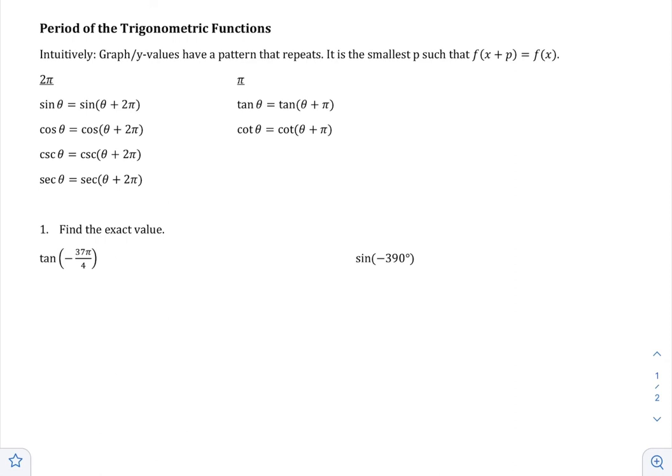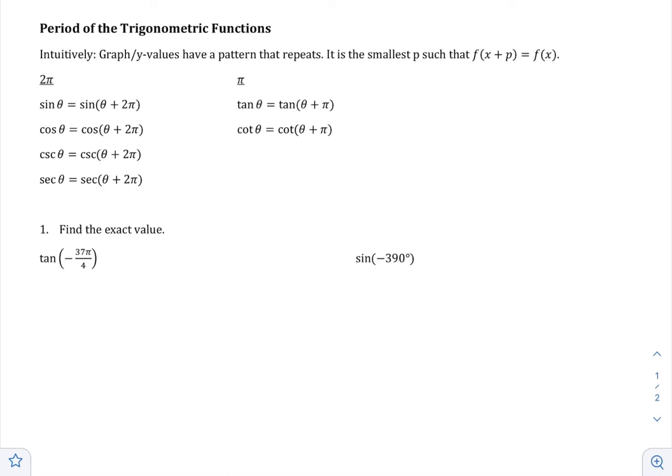So algebraically, that means f of x plus p is going to equal f of x. So you have 4 trig functions that have a period of 2 pi, and you have 2 trig functions that have a period of pi. Again, the reciprocals follow. So as long as you know sine, cosine, and tangent, cosecant, secant, and cotangent will follow. So for 2 pi, it's sine, cosine, and then of course cosecant and secant. And for pi, it's tangent and cotangent.